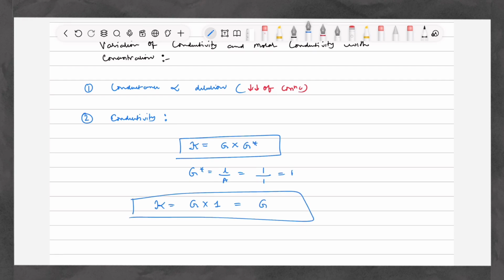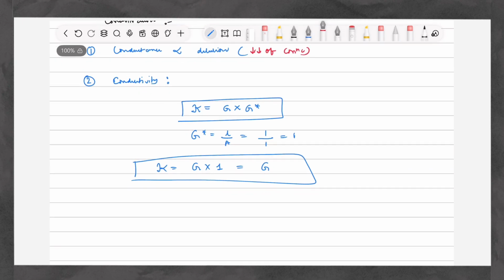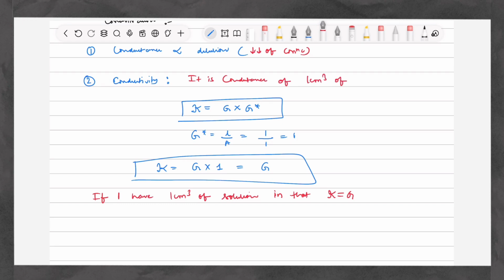So what I can write with this formula is that if I have 1 centimeter cube of cell, 1 centimeter cube of solution, in that case kappa is equal to G. So I am writing the definition of conductivity. It is the conductance. It is basically the conductance of 1 centimeter cube of solution.